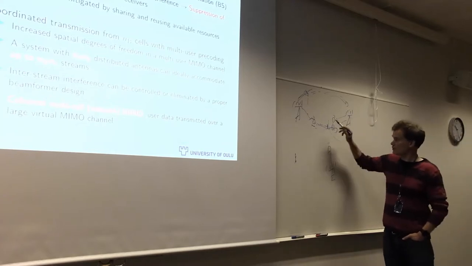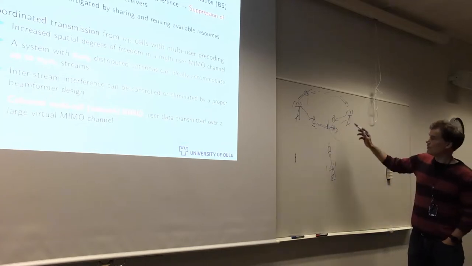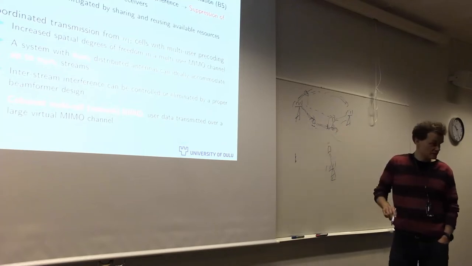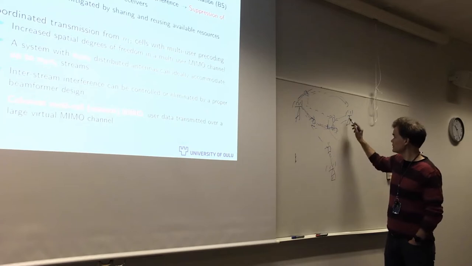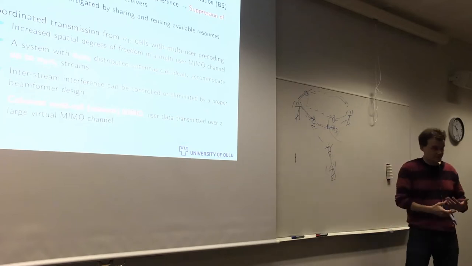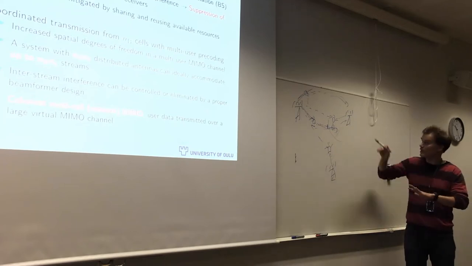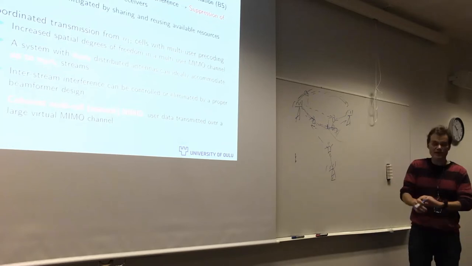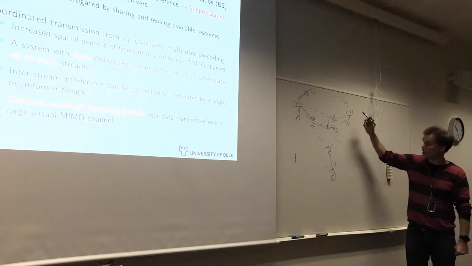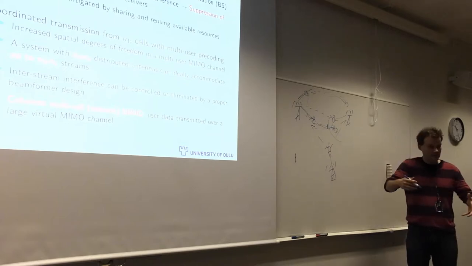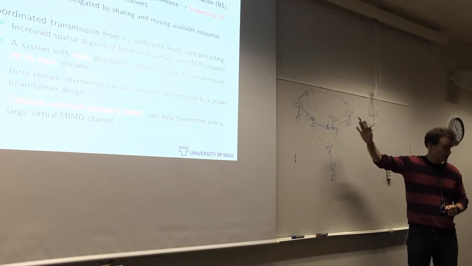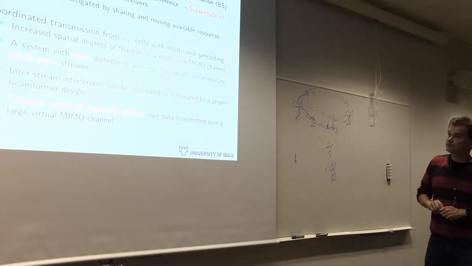Now when we are serving multiple users at the same time, we have interference, right? When we are serving this user, we are causing interference to that user. So every transmission from the base station causes interference to every user, because we are broadcasting. It's a broadcast channel. By beamforming, we can shape the transmission pattern in a way that the interference is also controlled. That's something that we will discuss much more in detail.